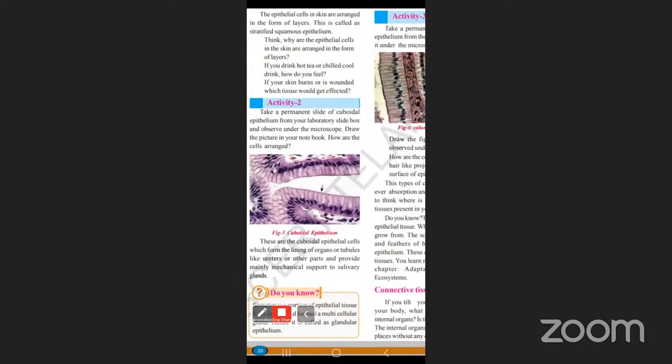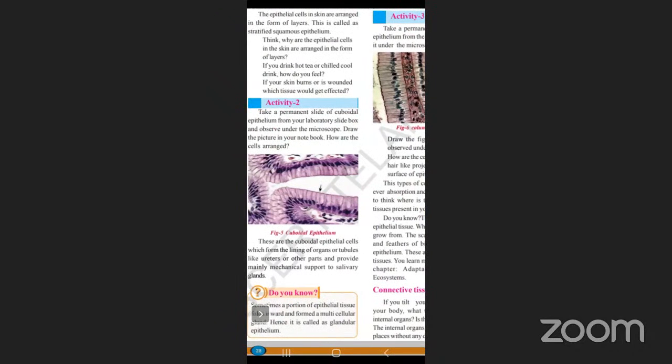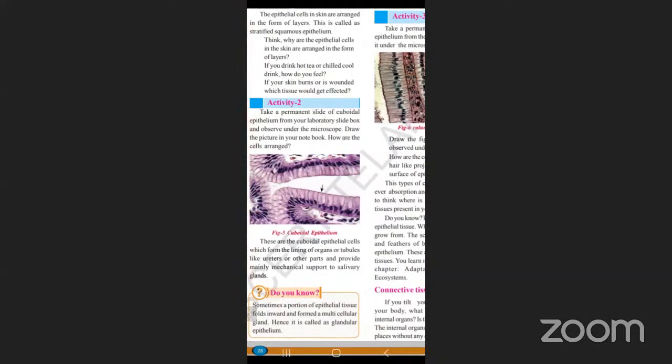See here, the epithelial cells in skin are arranged in the form of layers. This is called stratified squamous epithelium. Think, why are the epithelial cells in the skin arranged in layers? If you drink hot tea or a chilled cool drink, how do you feel? If your skin burns or is wounded, which tissue would get affected? To get those answers, we have to do some more activities.